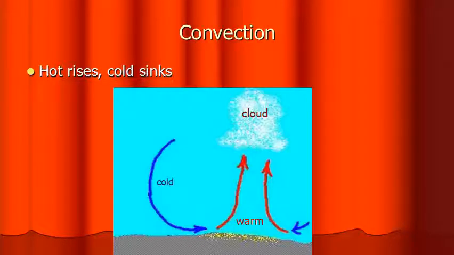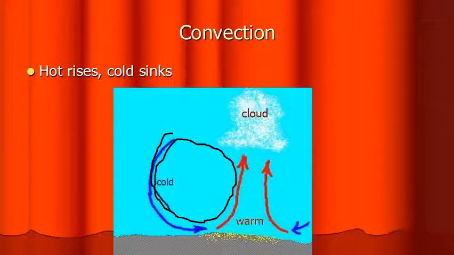First, we have convection. Convection is the simple idea that hot things rise and cold things sink. So what you get is a circular movement where cold things sink and hot things rise. That is convection.